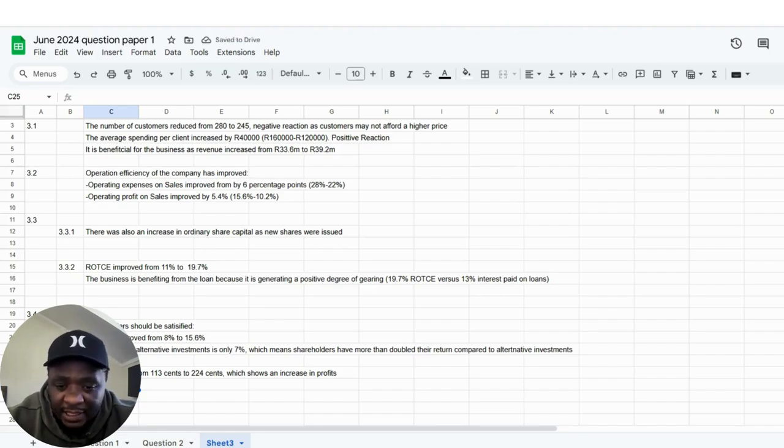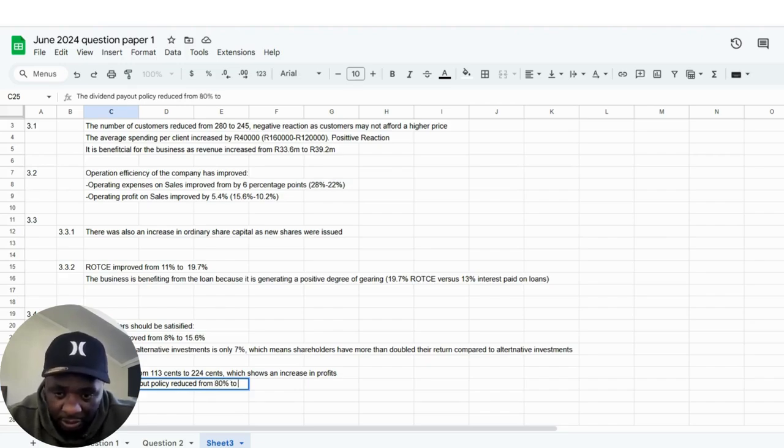All right, and then the next comment that I'm going to make is on the dividend payout policy. So the dividend payout policy reduced from 80% to 40%. Now, the keyword I used there was reduced. I didn't use reduce, it is not necessarily an opposite of improvement. I don't want to say improved or not because it can depend on what type of shareholder someone is. But what this indicates is what I want to focus on.